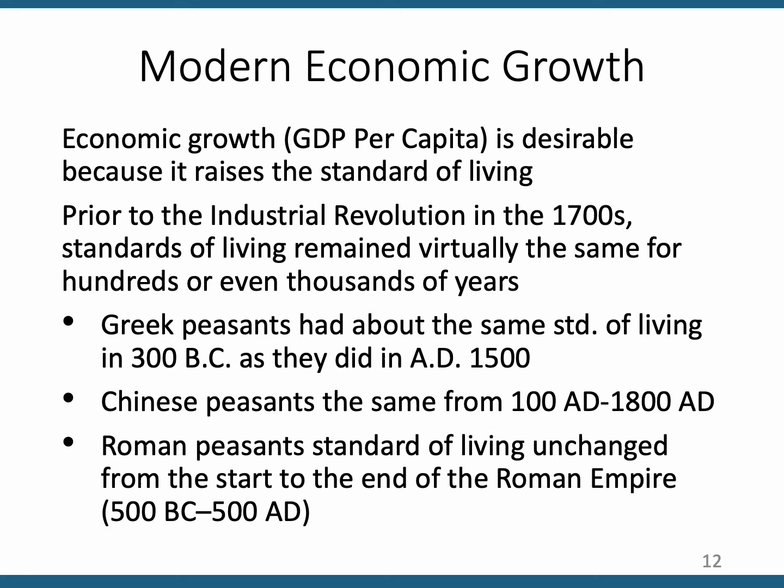Here are some examples. Prior to the Industrial Revolution, Greek peasants had about the same standard of living in 300 BC as they did in 1500 AD. Chinese peasants had the same standard of living from 100 AD to 1800 AD. So that's 1700 years. Roman peasants at the start of the great Roman Empire had the same standard of living as they did at the end. And that's a 1,000-year span.